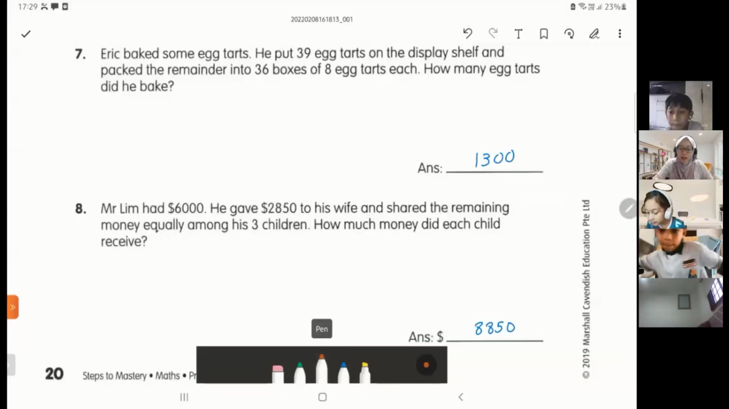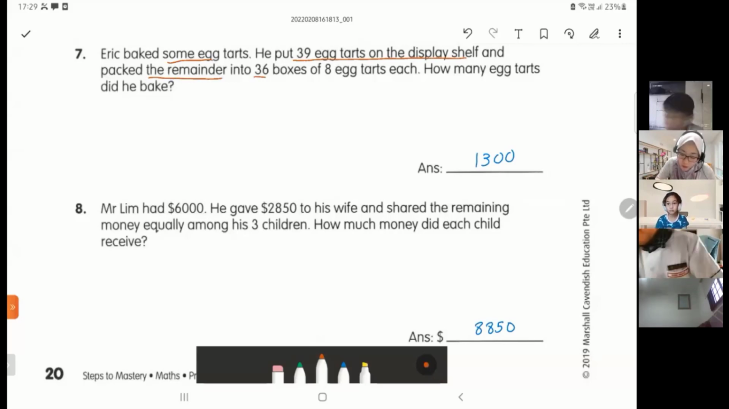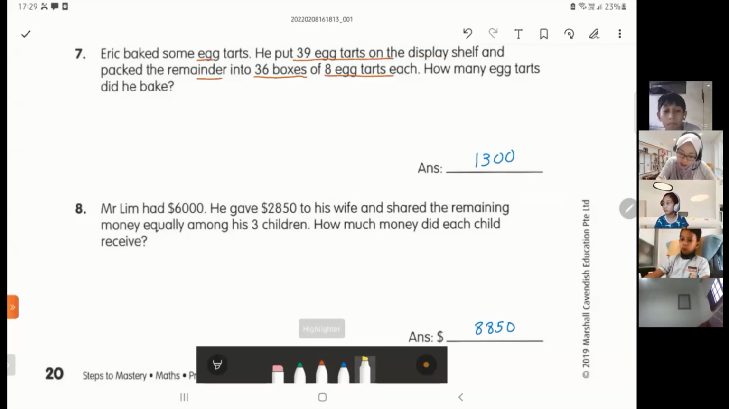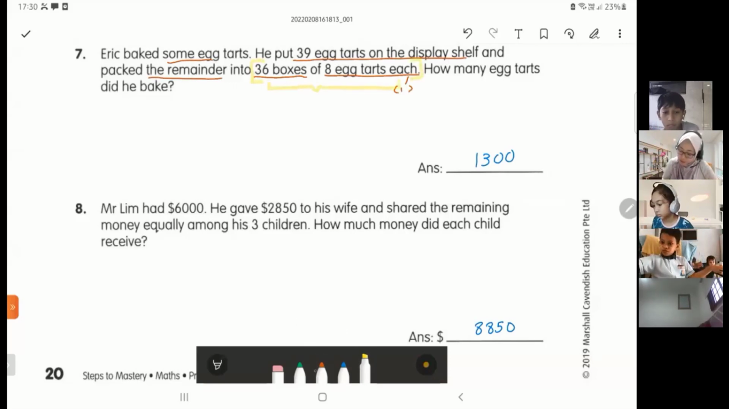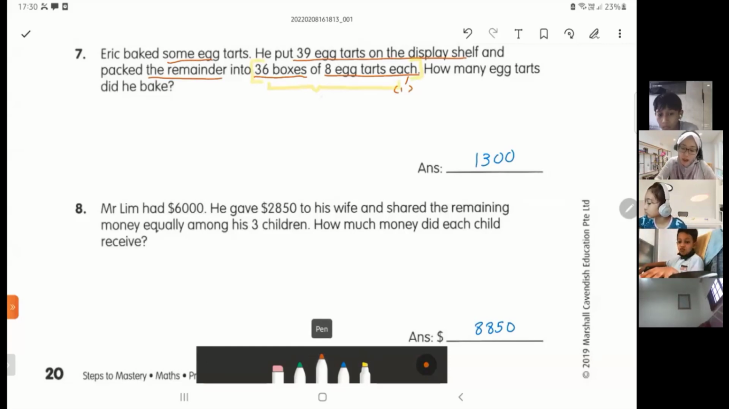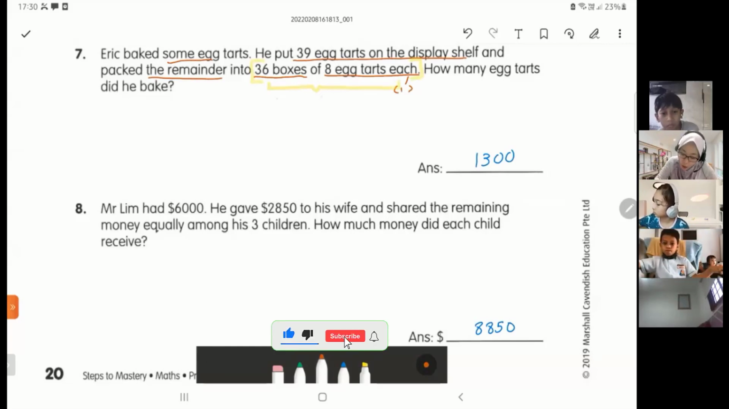Eric baked some egg tarts. Some, I do not know. He put 39 egg tarts on display shelf and packed the remainder into 36 boxes of egg tarts, 8 each. Each means in one box. How many egg tarts did he bake? Okay, so we know that he has this remainder. We can work for the remainder first. Let's find out what is the total number of egg tarts.